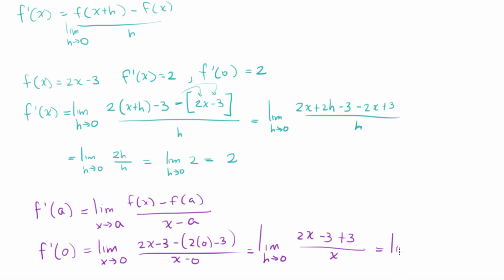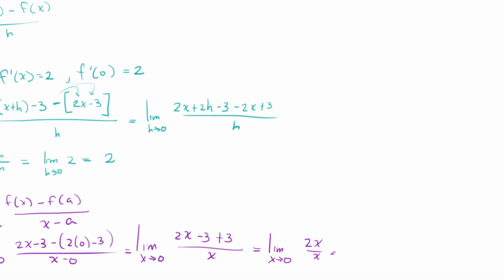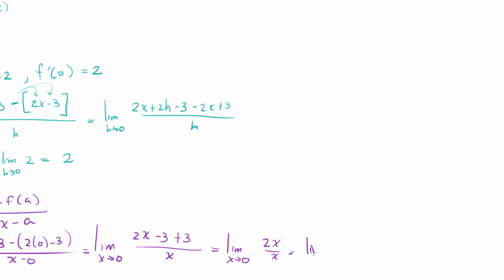Oh, I got myself confused. All good, we'll fix it. Here, x approaches 0. Negative 3 plus 3 is 0, so 2x over x. Again, what is that equal to? The limit as x approaches 0 of 2 is just 2. So again, notice we get the same answer.